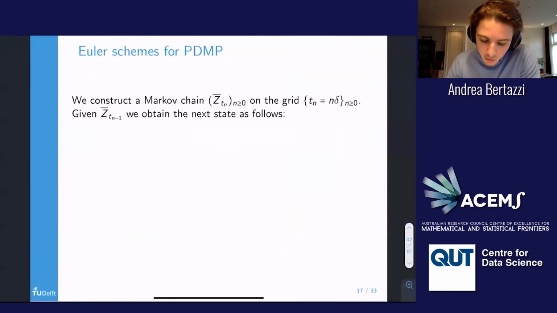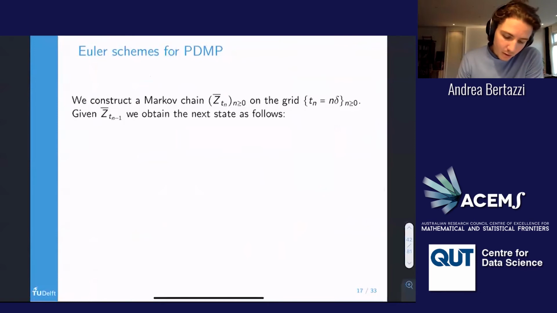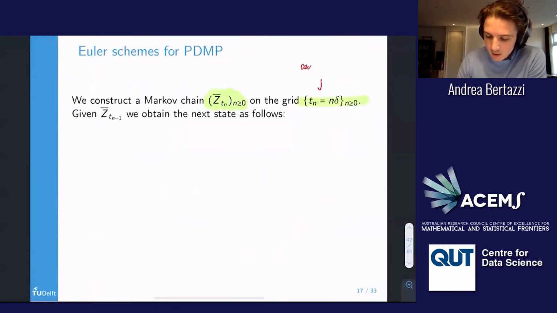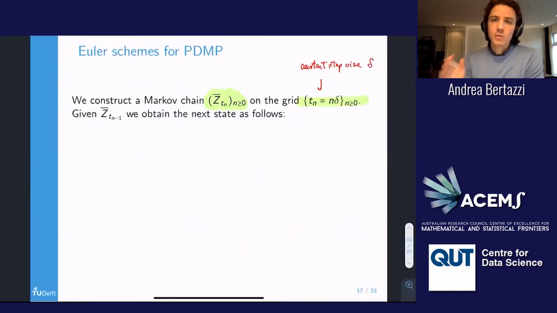And let's again consider a general PDMP. Okay, so let's say we want to take advantage of the idea, and what we do is we build a Markov chain Z bar Tn on this grid. So basically we have a constant step size delta, and we want to build an approximation of the PDMP on this time grid. Okay, so it's a discretization, and it's also a Markov chain indeed.